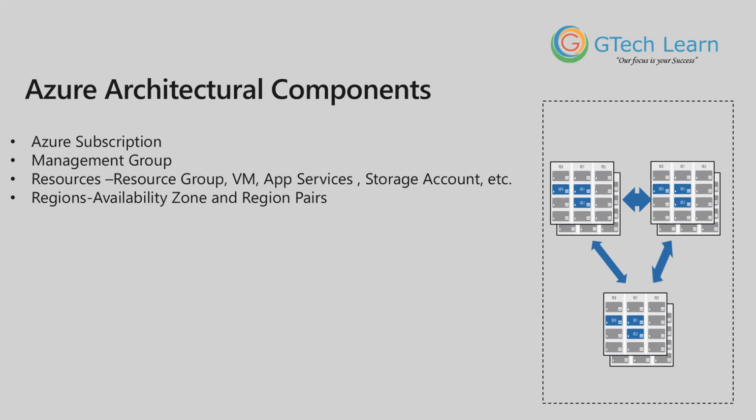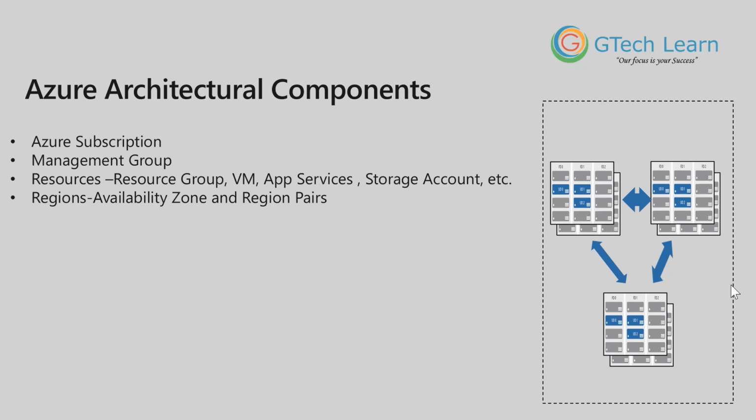So let's move forward. The first thing is Azure architectural components. By the name itself, it is defined: the key components that our Azure portal is made up of. There are many components like Azure subscription, management group, resource group, virtual machine, app services, storage account, container, availability zone, and region pair.